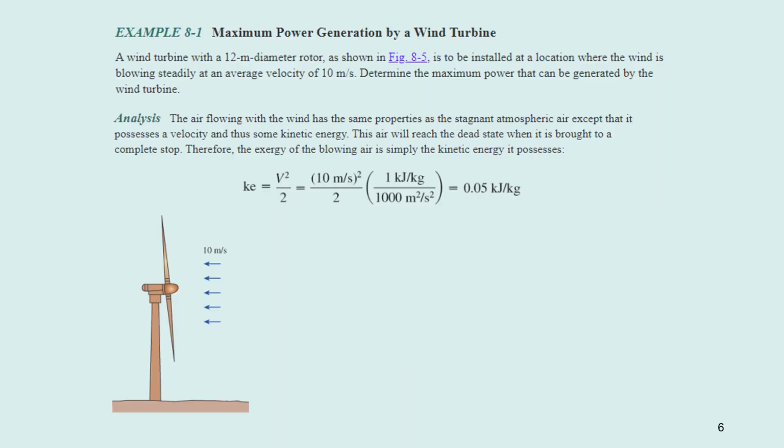So let's take a look at a simple example. Here we have a wind turbine where the wind is blowing at 10 meters per second. The vanes on the wind turbine are 12 meters. We want to determine the maximum power that can be generated by the wind turbine. In this case, it's pretty easy because it's just the kinetic energy. If you plug in these values, you get (10 meters per second) squared divided by 2. Do the conversion to get the units in kilojoules per kilogram: 0.05 kilojoules per kilogram.